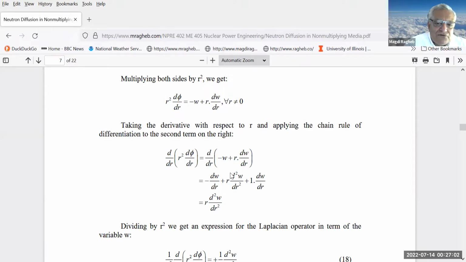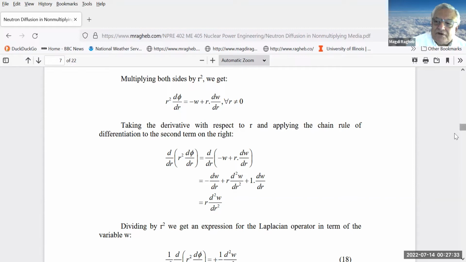So we take the first term r by the derivative of the second. That gives you d squared w by dr squared, plus the second term dw by dr by the derivative of the first, which is dr by dr, that is 1. Lo and behold, notice here that that term and that term cancel, and I'm left with r d squared w by dr squared.